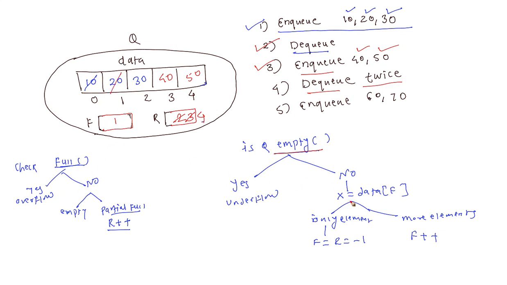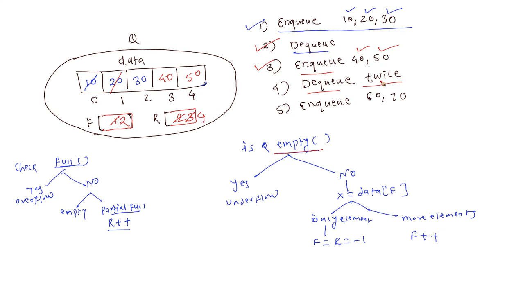And then check, was it the only element in the queue or are there more elements? So how will we check that? F and R will be compared. F is 1, R is 4. That means they are not same. There are more than one element. So simply increment F by 1. F was 1, it becomes 2. The next element is on location 2.